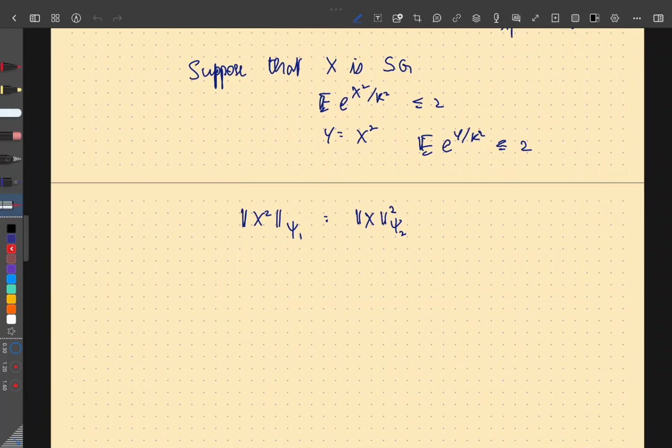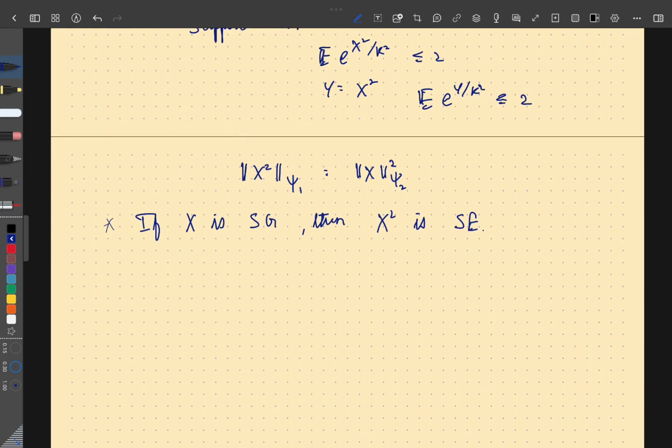Okay. So, the property that we saw is that if x is sub-Gaussian, then x square is sub-exponential, right? And we'll see some more interesting properties.